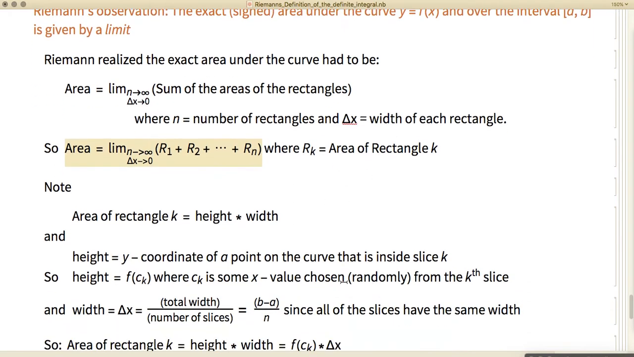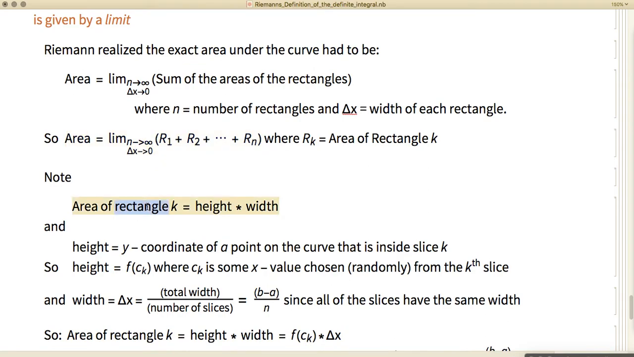Now, Riemann also knew this. The area of rectangle K can be thought of as the height times the width. And the height of a rectangle is going to be the y-coordinate of a point on the curve that is inside slice K. So the height of my rectangle K is going to be given by f of ck, where ck is some x value chosen randomly from the kth slice.